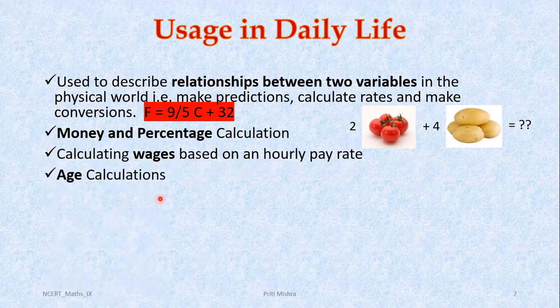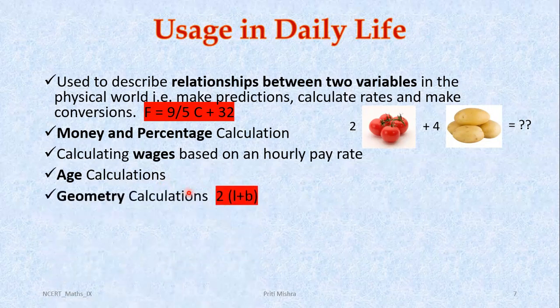Then for finding out age calculations, if you do not know the exact age of a person, but you know his age with respect to another one, then you can find out his exact age with the help of these equations. In geometrical calculations, here you can see 2 into L plus B. This is the formula to find the perimeter of a rectangle, which is a linear equation in two variables. L and B are variables here. Just like this, we have so many relations, so many formulas based on linear equations in two variables in geometry, which we are using.